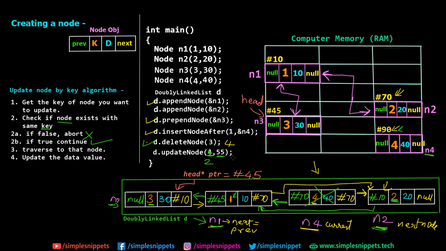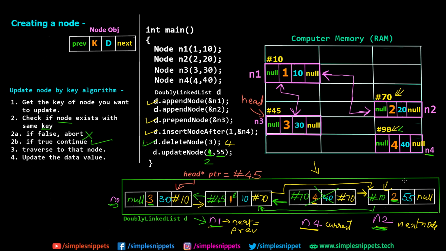Now we just have to change the value of 20 to 55. That's the only change. So I'm going to erase this out and change the new value to 55. So that's the update node operation. And these are the main standard operations. There are more operations also, like reversing the list or inserting a node before a particular point, but we are going to be implementing these operations first. If you want more operations, you can let me know in the comments.